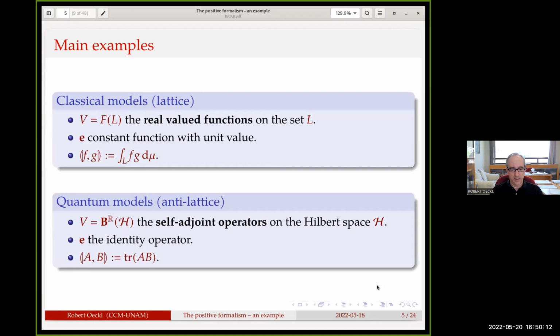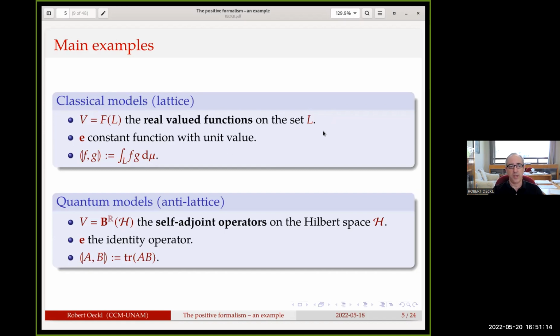And the point is that, as I alluded to already, the positive formalism as such may describe both classical and quantum physical models. The difference lies in the different types of partially ordered vector spaces that enter. In classical models, the partially ordered vector space is a space of real valued functions on a set. More precisely, in classical physics, these sets are things like the phase space of your model. So the structure is the real valued functions on phase space. The physical interpretation of these is that these are statistical distributions on your phase space. And there also comes the positivity. A function is positive if it has a positive value at every point, or more precisely, a non-negative value at every point.